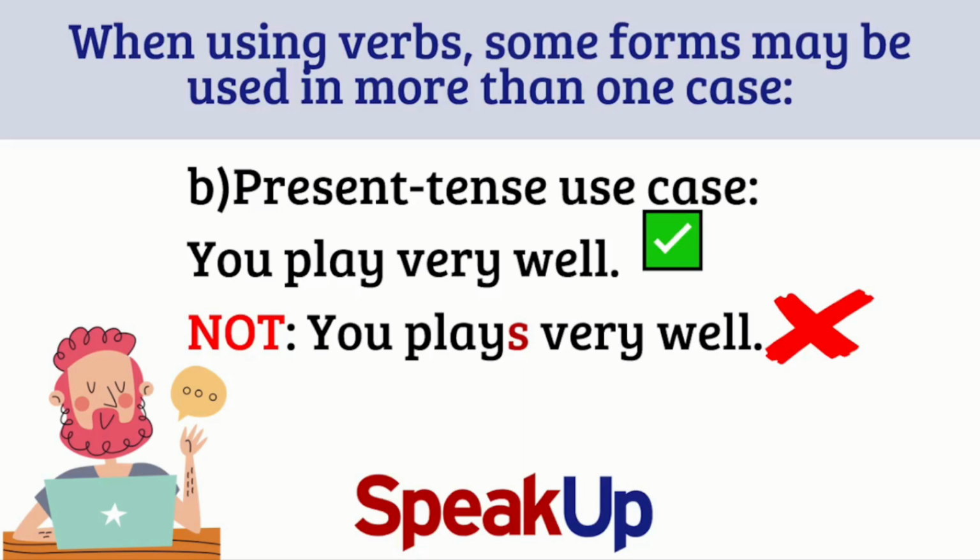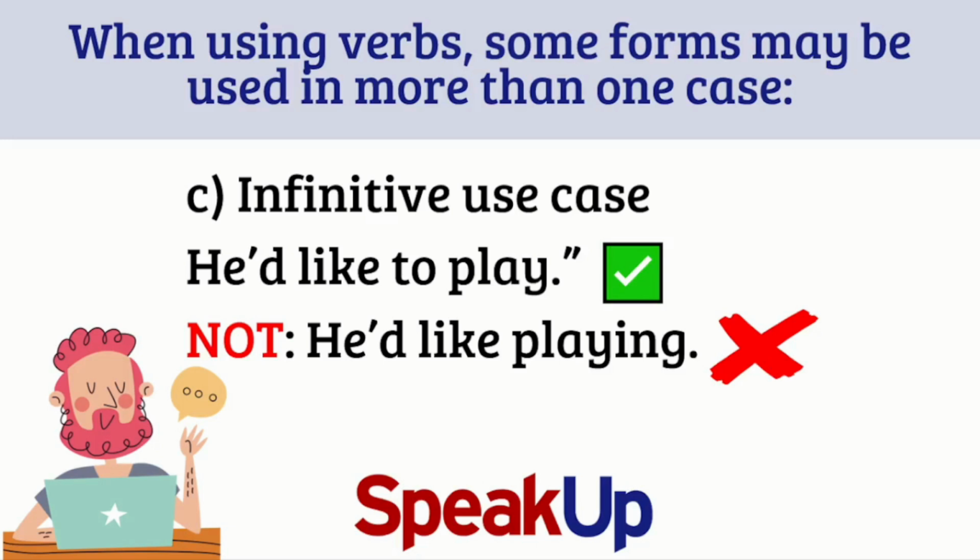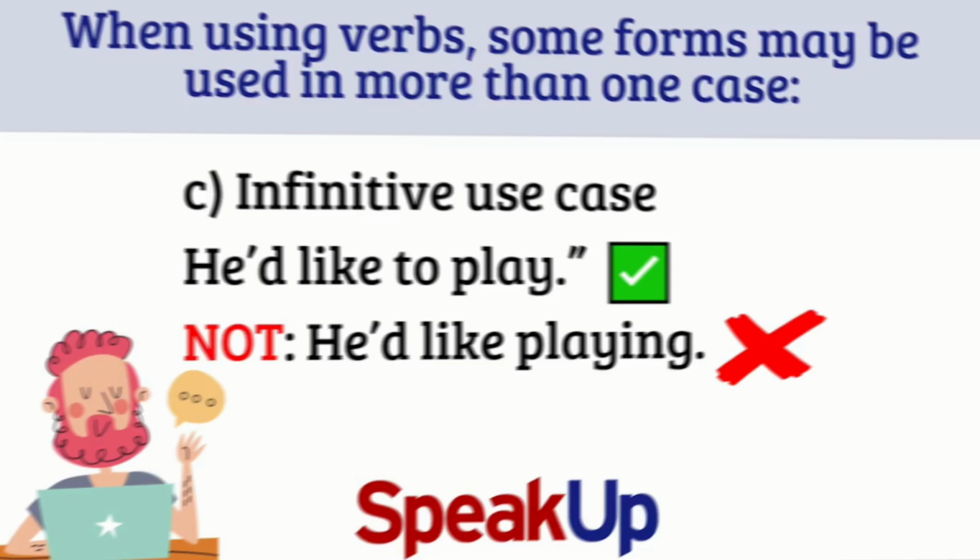The S, remember, you only use for the third person singular: he, she, or it. This is not the case. Next one, letter C, infinitive use case. Look at this example. He'd like to play, not he'd like playing. In all the listed cases, any attempt to change the form of the verb in the sentence will render the sentence incorrect.